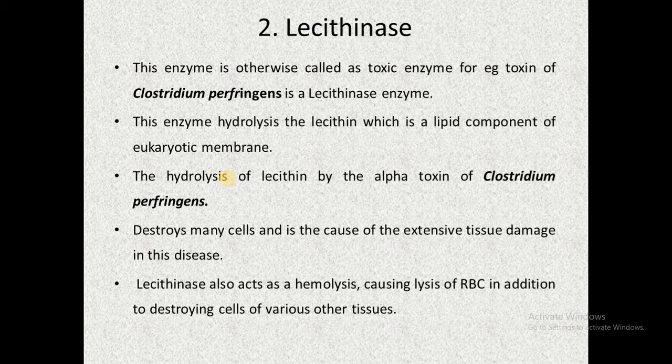It destroys many cells and is a cause of extensive tissue damage in the disease. So it will cause damage. Chitinase also acts as a hemolysin, causing lysis of RBC in addition to destroying the cells in various other diseases. So RBC is very essential for mammals.